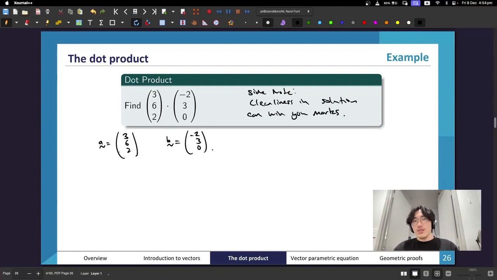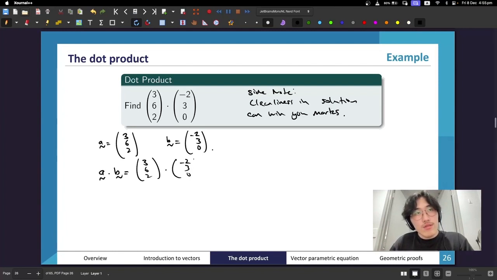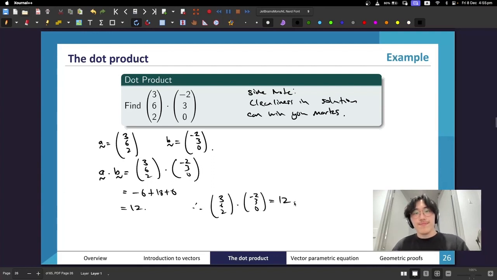So that's why I actually declare these arbitrary vectors, because it's just cleaner. Okay, it's just cleaner and easier to understand. So even here, I'll go a dot b equals 3, 6, 2 dot negative 2, 3, 0, which equals negative 6 plus 18 plus 0, which equals 12. Therefore, a dot b equals 12. Some of you may think this is a bit excessive. It might be, but it's always better to do more than do less.